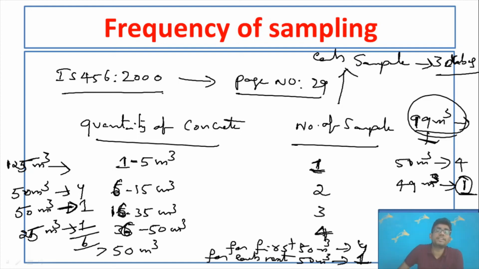And remember this point here, when I say sample, it should minimum consist of how many cubes? So a sample must consist of totally 3 cubes. So like this, we will do the frequency of the sample.